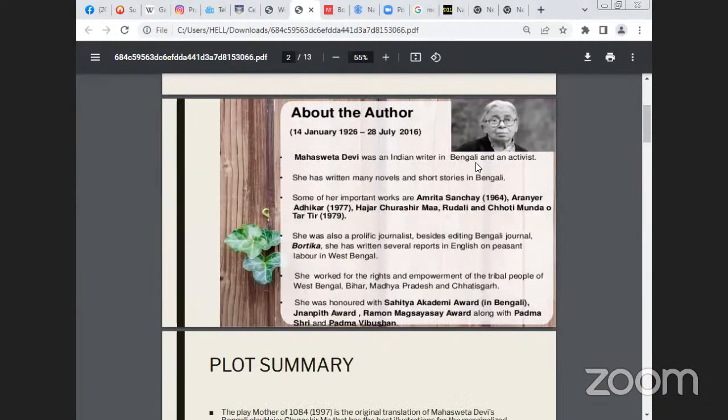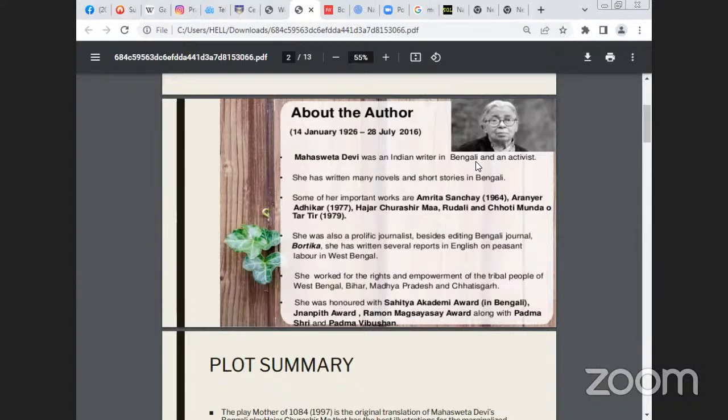This is about the author's biography. She passed away six years back. She is known as a Bengali writer. She has written most of her works in Bengali, and her writings are considered for literary theory also.